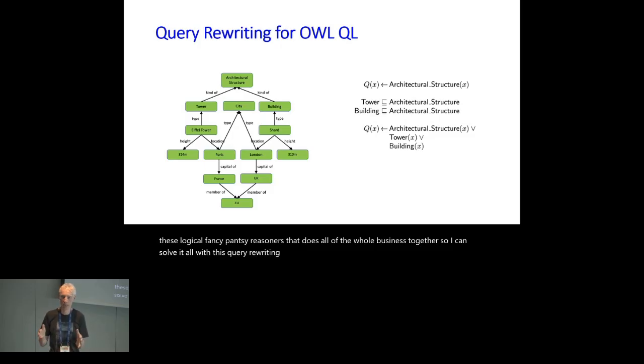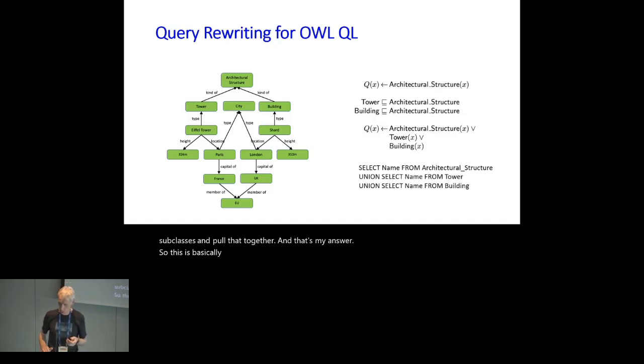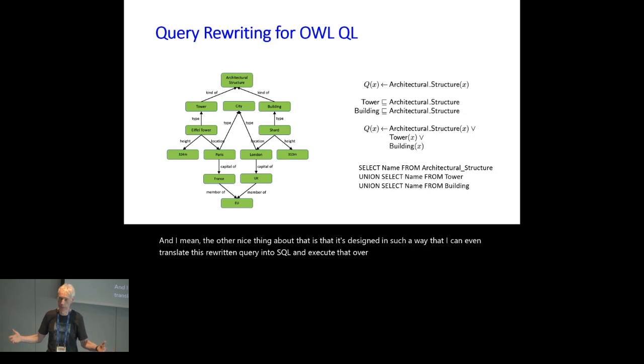And in a lot of cases, I think that's more or less what people are doing. They follow the hierarchy down, retrieve all of the subclasses and pull that together, and that's my answer. So this is basically just query rewriting. The other nice thing about that is that it's designed in such a way that I can even translate this rewritten query into SQL and execute that over data sources that are in legacy databases.